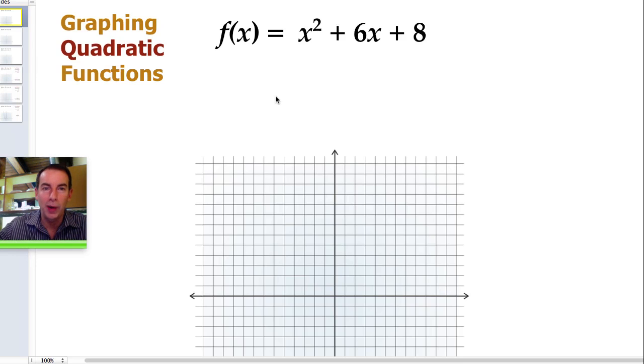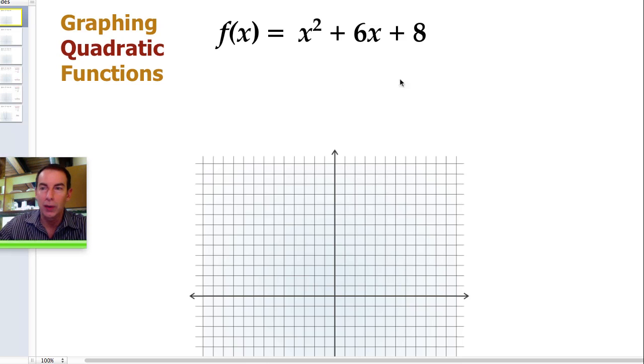Welcome. Today we're going to graph our quadratic function and we're going to find its roots. So here's my function. f of x equals x squared plus 6x plus 8. Now notice that I have addition for both of these terms. I don't have any subtraction, so I don't have to do CSA. But if I did have subtraction, that would be the first thing that I do.